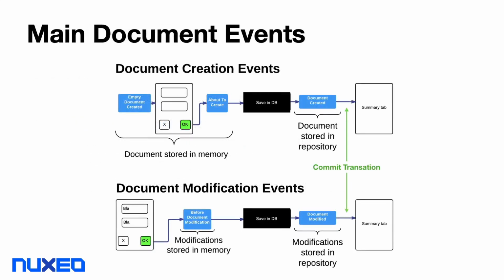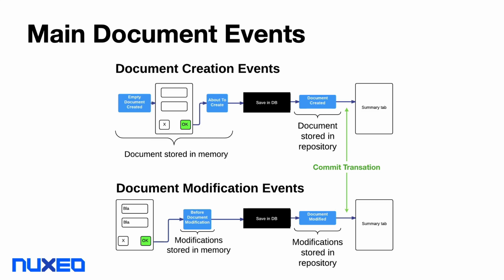First, let's see document creation events. When a document is created, we can distinguish three different event handlers. The first one is empty document created, which is invoked when the document creation layout is displayed to the user. Then, when the user clicks on the OK button, it calls the about to create event handler. Then the document is saved in the database, and we have the final event handler called document created. At this stage, the document is stored in the repository.